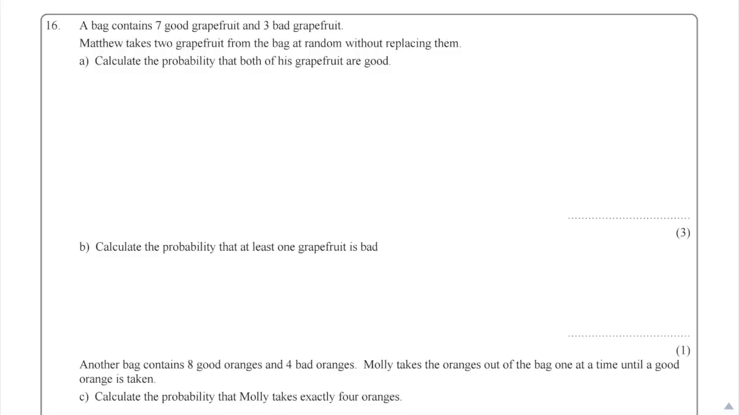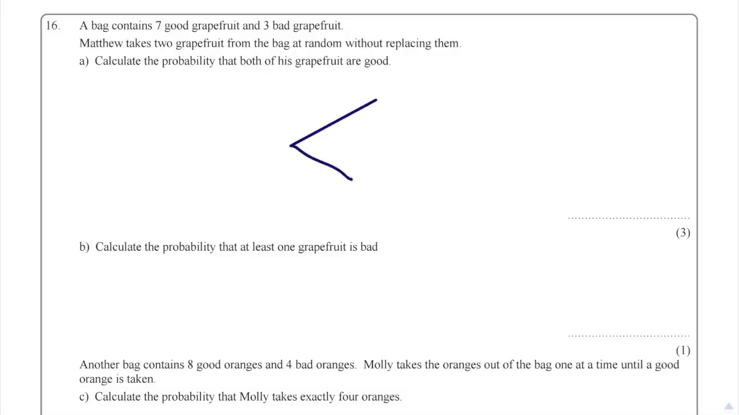Question 16 says a bag contains 7 good grapefruit and 3 bad grapefruit. Matthew takes 2 grapefruit from the bag at random without replacing them. Part A says calculate the probability that both of his grapefruit are good. Okay, so what I'm going to do here is draw a tree diagram.